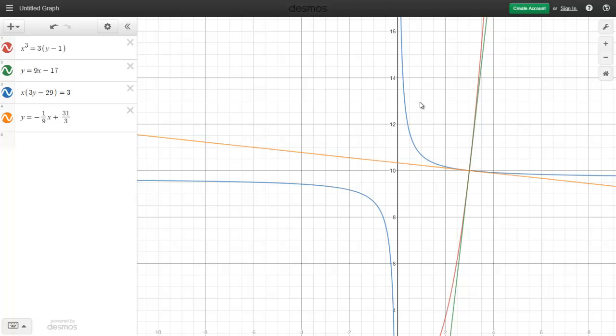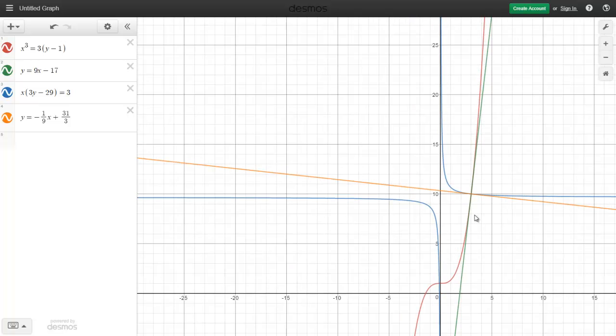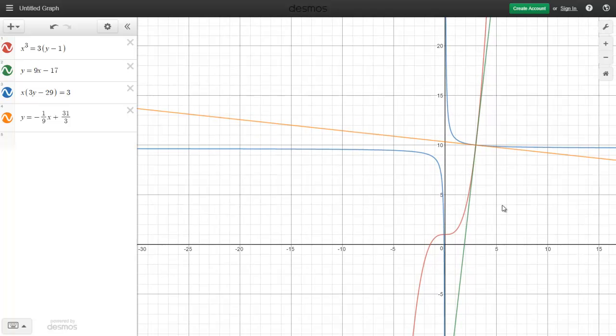The blue curve is x times 3y minus 29 equals 3, and the red curve here, which is kind of like a cubic, or it is a cubic, is x cubed equals 3 times y minus 1. Now see here, they actually intersect at 2 points. They intersect here at a not very nice point. It's actually an irrational answer, I believe. But here they intersect at a pretty nice point.